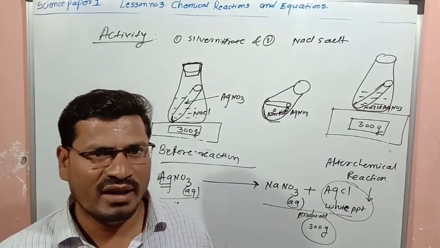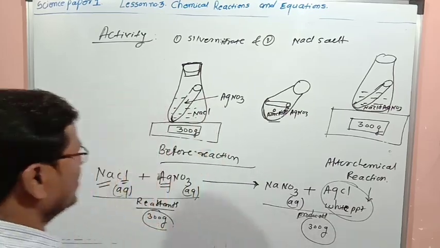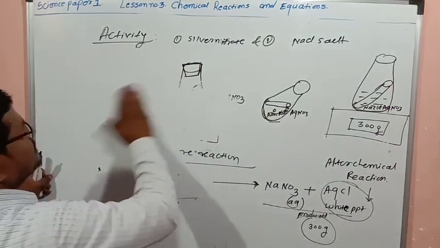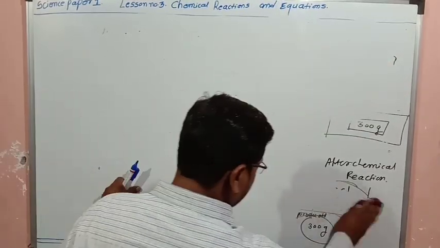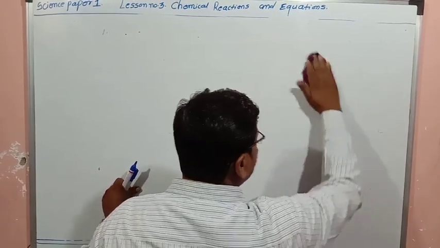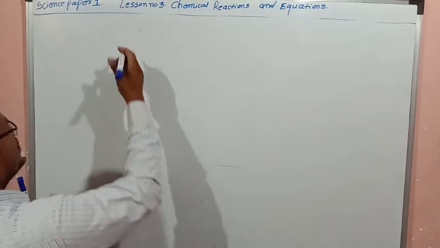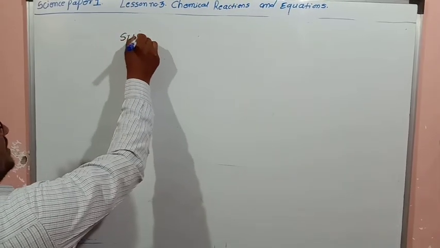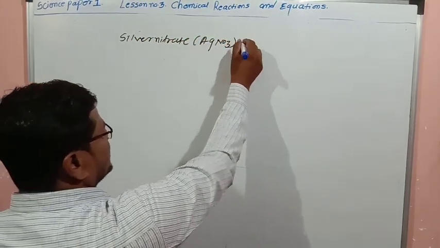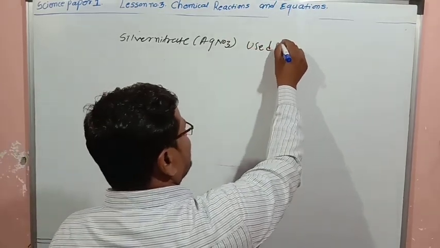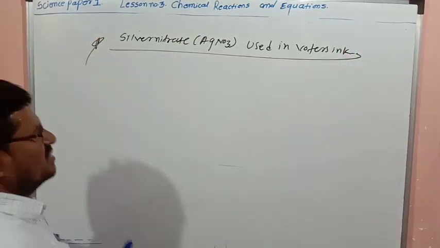What is the question? Why is silver nitrate used in the voter ink? That example, that explanation we are going to learn. Why is silver nitrate, AgNO3, used in voter ink? So the reason we are going to study.